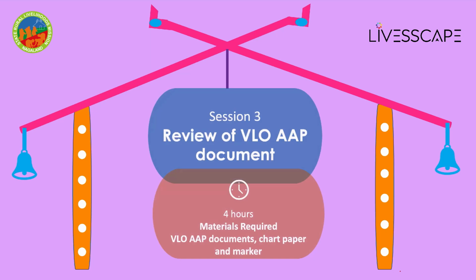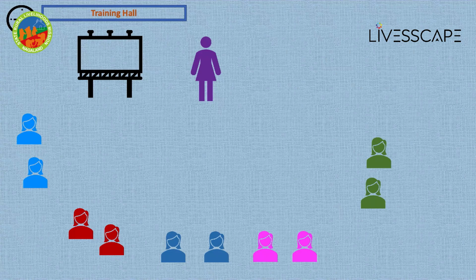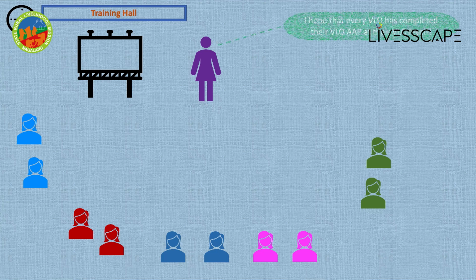We move on to the third session, which is known as the review of the VLO AAP document. This will take almost 4 hours, and the materials required are the previously prepared VLO AAP documents, chart papers and markers. The facilitator has to ensure that before the meeting begins, charts from every VLO with the plans should be there in the prescribed format to be presented in the next session.